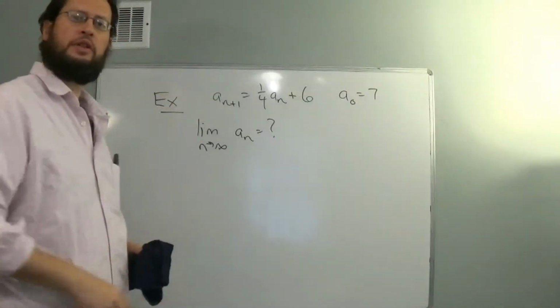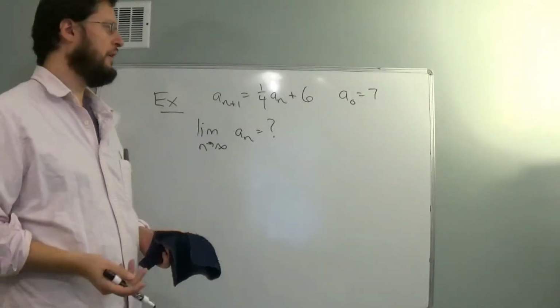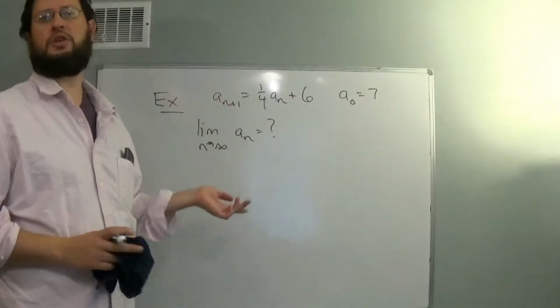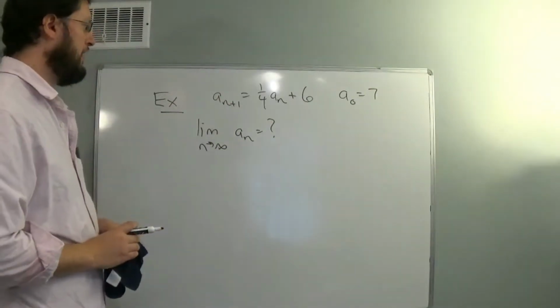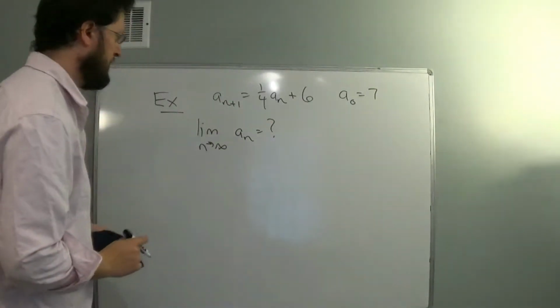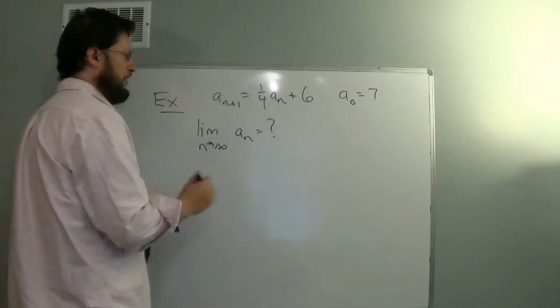First, we're going to write down a bunch of terms. We're going to determine the value of a_n for a bunch of terms and look for a pattern, see where it's headed, and then I'll show you an alternate way of thinking about this as well. Okay, so that's what we want.